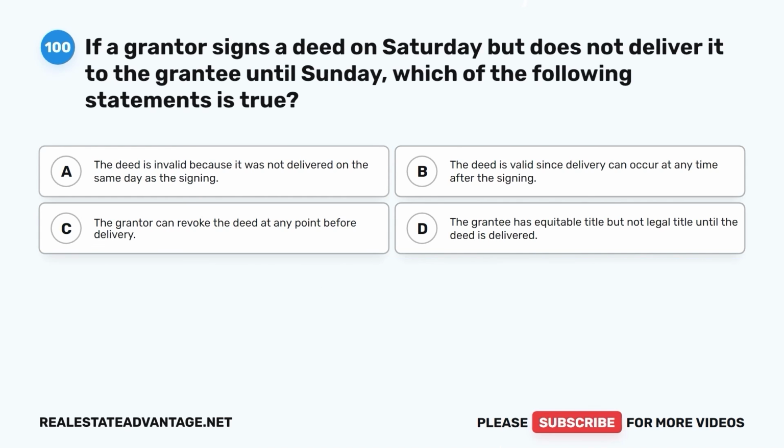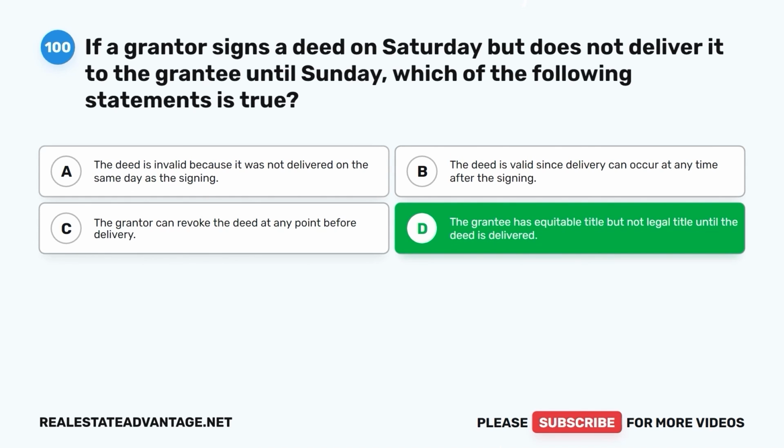$187.75. Question 100. If a grantor signs a deed on Saturday but does not deliver it to the grantee until Sunday, which of the following statements is true? A. The deed is invalid because it was not delivered on the same day as the signing. B. The deed is valid since delivery can occur at any time after the signing. C. The grantor can revoke the deed at any point before delivery. D. The grantee has equitable title but not legal title until the deed is delivered. The correct answer is D.